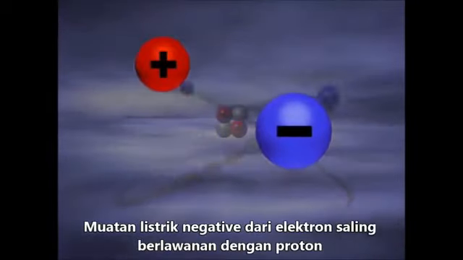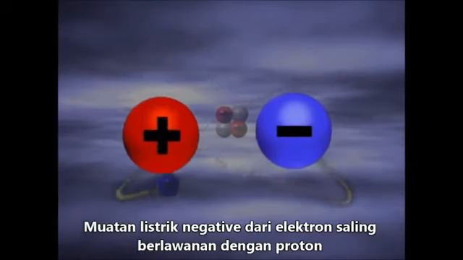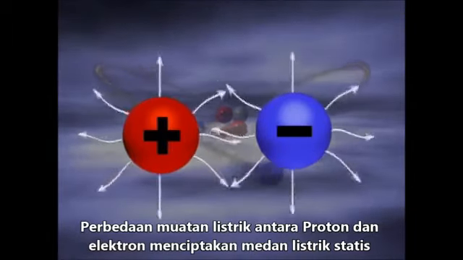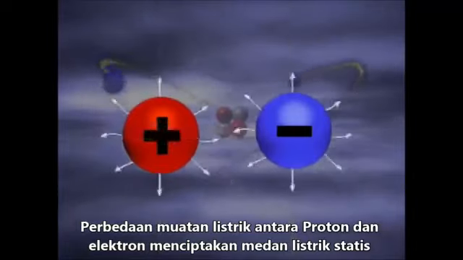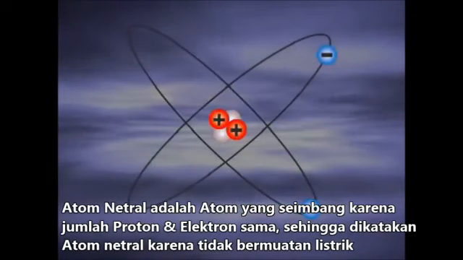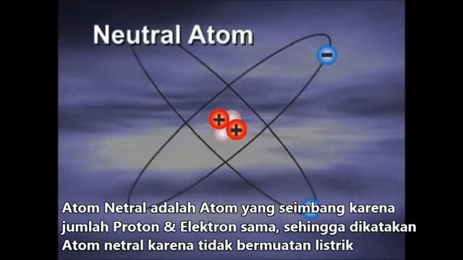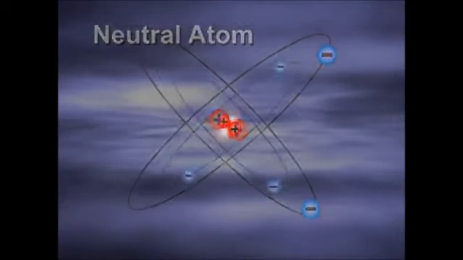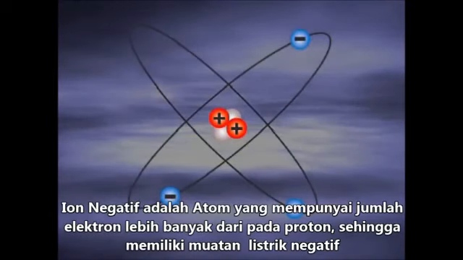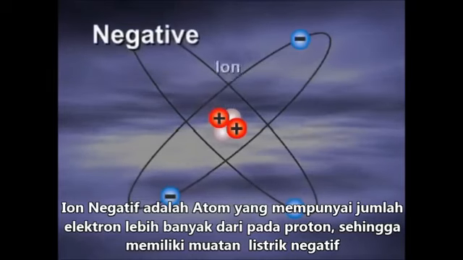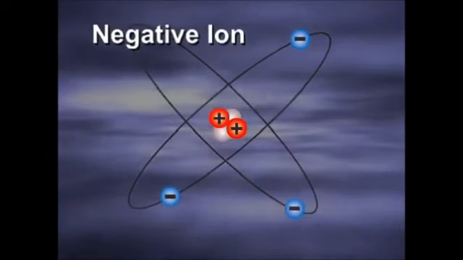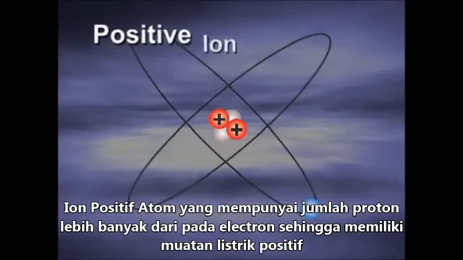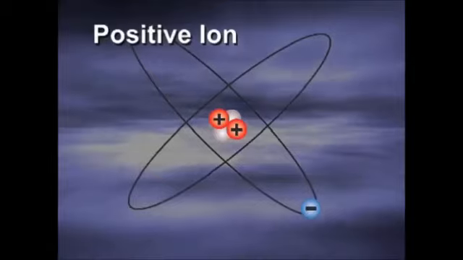The negative charge of an electron is equal but opposite to the positive charge of a proton. These opposite electrical charges create an electrostatic field. An atom is balanced when it has an equal number of protons and electrons. It has no charge, and it's said to be neutral. When an atom has more electrons than protons, it has a negative charge and is called a negative ion. An atom that has fewer electrons than protons will have a positive charge and is known as a positive ion.